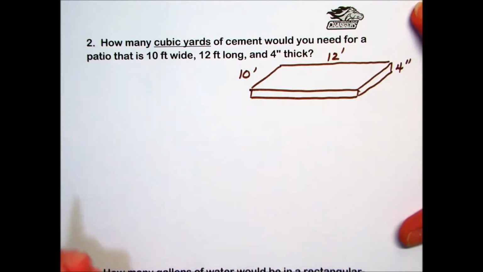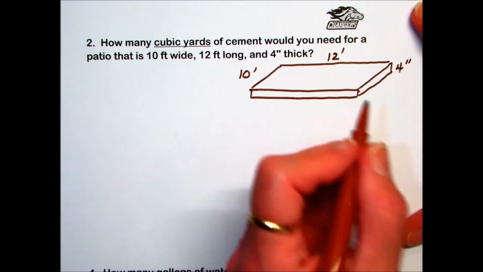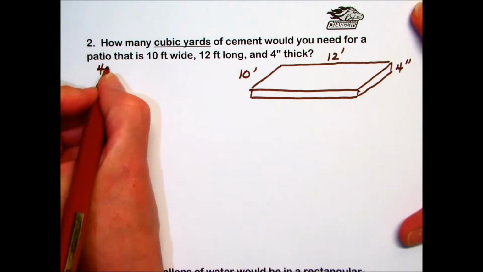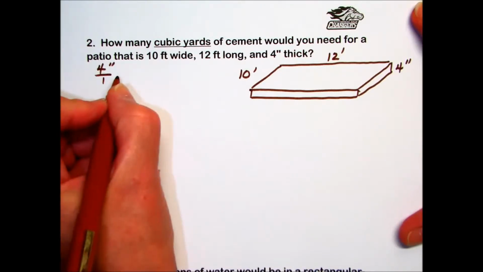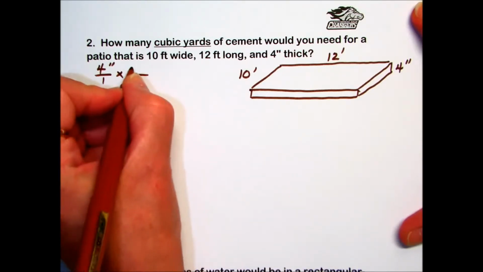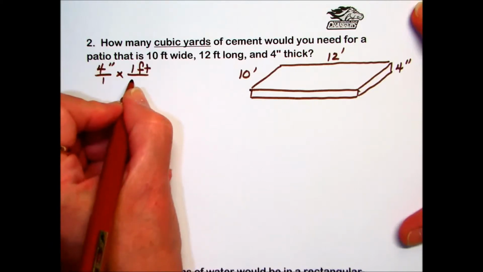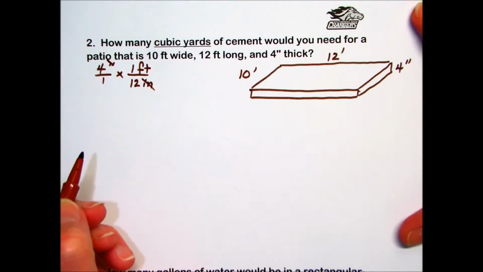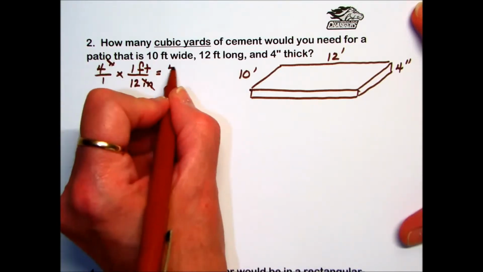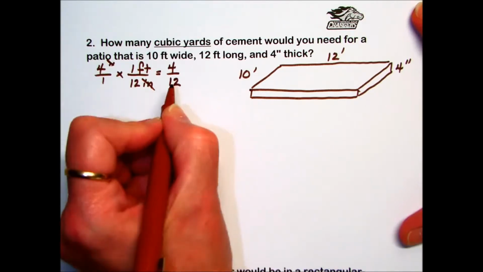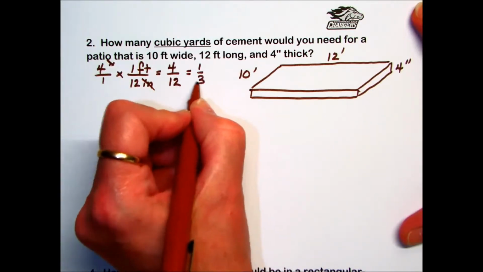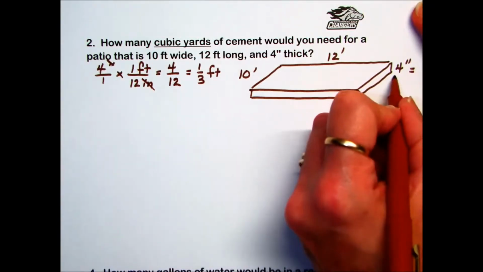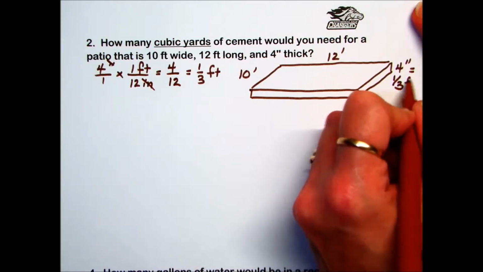Before we worry about cubic yards, we need to have all of our dimensions in the same unit. So the easiest would be to convert the 4 inches into an equivalent foot measurement. And since 1 foot is equivalent to 12 inches, we'll use that relationship. The inches in the numerator cancel out, leaving us with 4 times 1 over 1 times 12 feet. Reducing that, we end up with 1/3 foot. So the 4 inches can also be expressed as 1/3 of a foot.